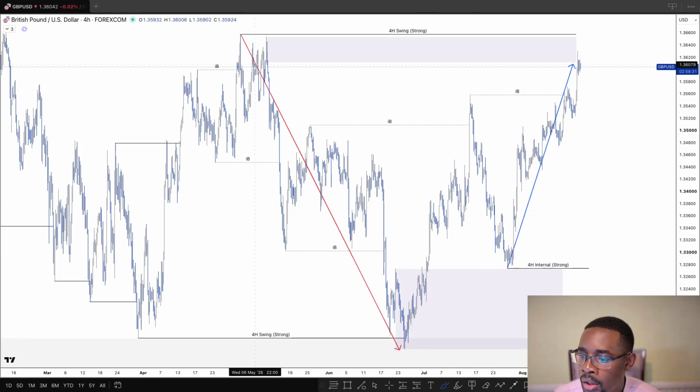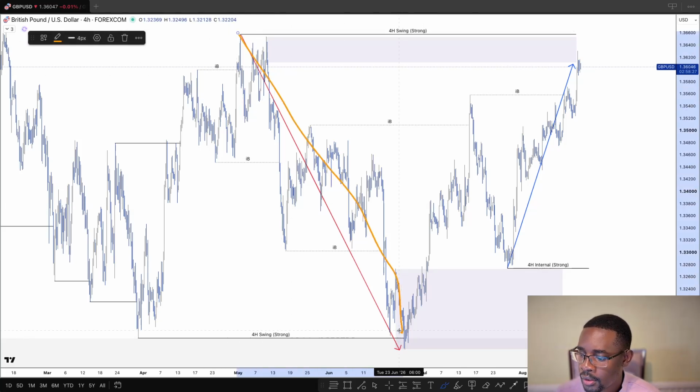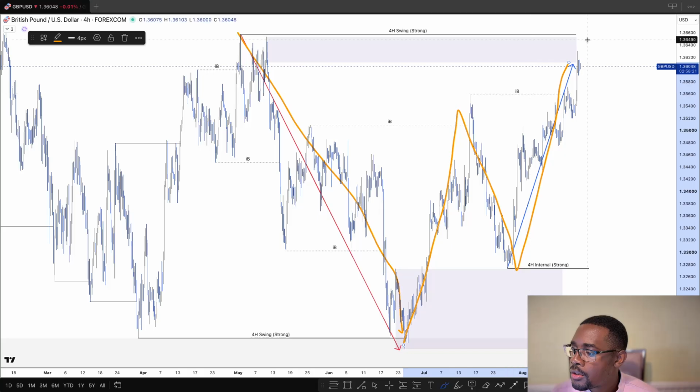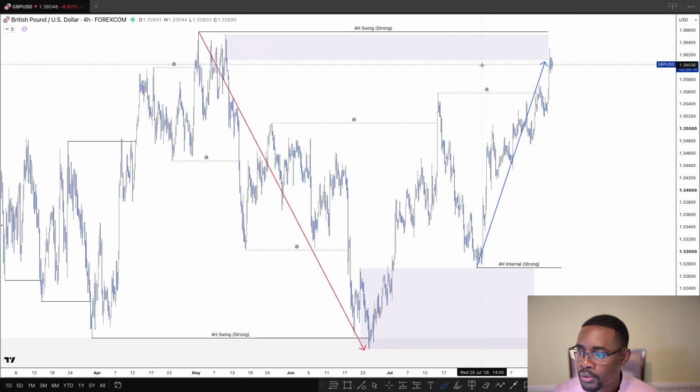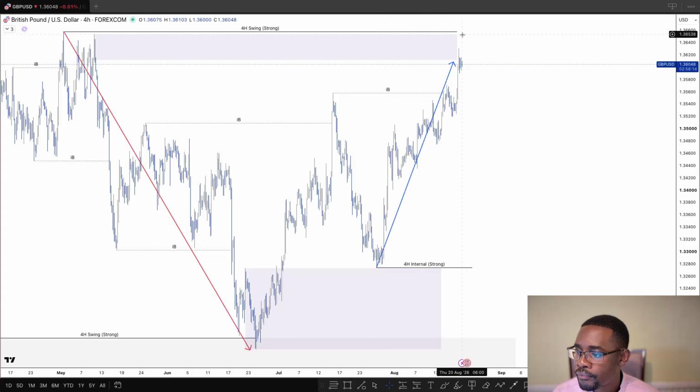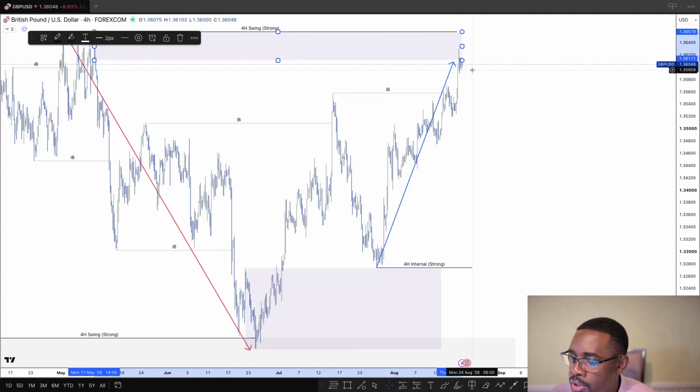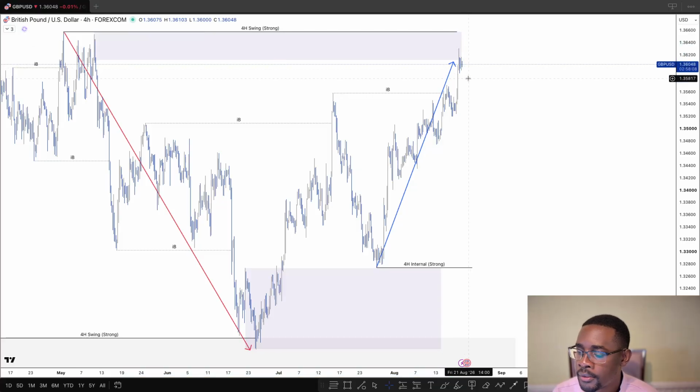So looking at the 4 hour, our swing is bearish, okay. This is our swing which is bearish, but our internal, as you can see, our internal is bullish. So we've come into this extreme of this range. So let me just do that. So we've come to the extreme of the range, we've mitigated, and we're giving a reaction.